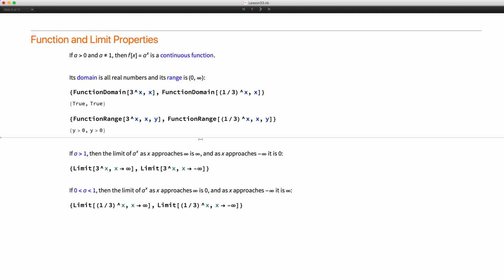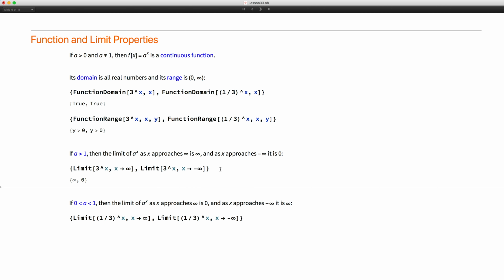But of course, what happens to the function when you approach infinity depends upon the value of a. So if a is greater than 1, then as you approach infinity, you get an infinite value. As you approach negative infinity, you get 0. And just the opposite happens if you have a number a between 0 and 1. So now, when you approach infinity, you get 0. When you approach negative infinity, you get infinity.